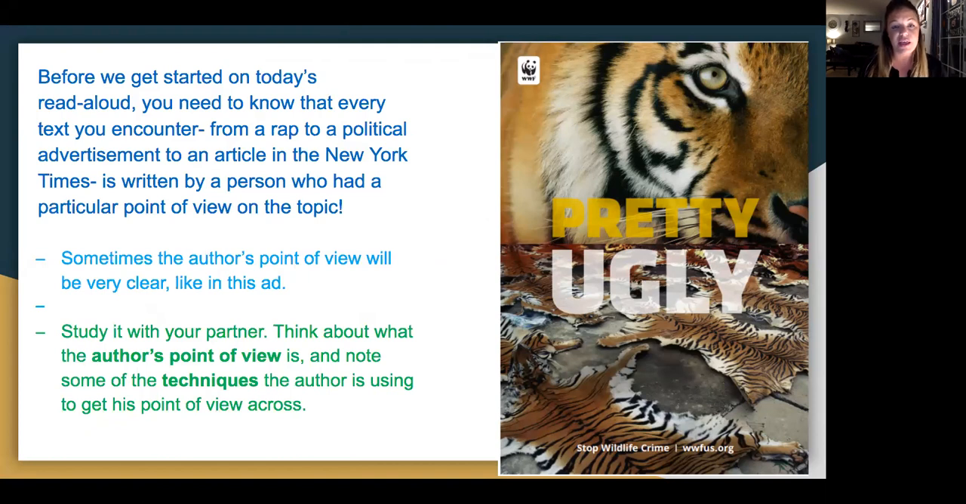terms of making it clear to students that every piece of writing, visual, auditory, fiction, nonfiction, usually has an author's point of view. And it's absolutely essential to take a look at what the author's point of view is. So sometimes it's going to be extremely clear. So for example, I'd ask them to look at techniques that the author used here in this advertisement. However, other times the author's point of view will be much less clear.